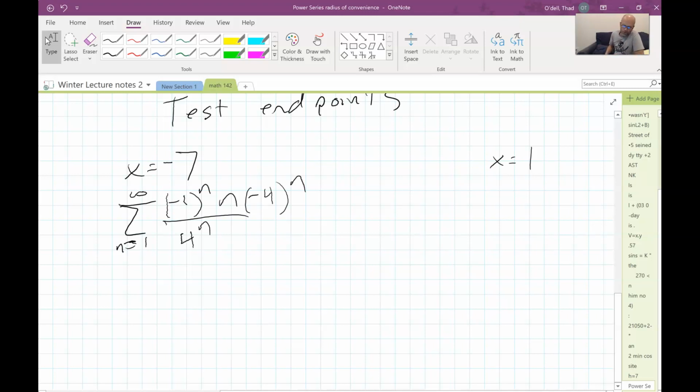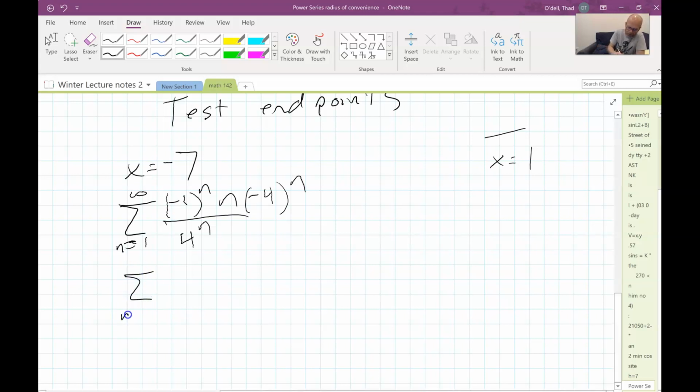So we're going to try to evaluate whether this thing converges or not, because this will determine whether the power series converges on the left endpoint or not. And this will tell me whether the power series converges on the right endpoint or not. Okay? So here we go. Let's simplify it a little bit.